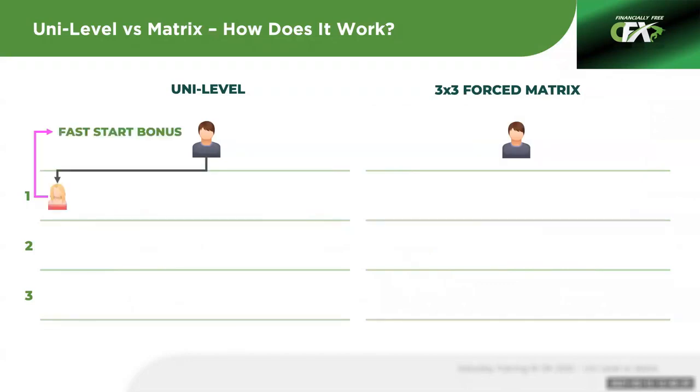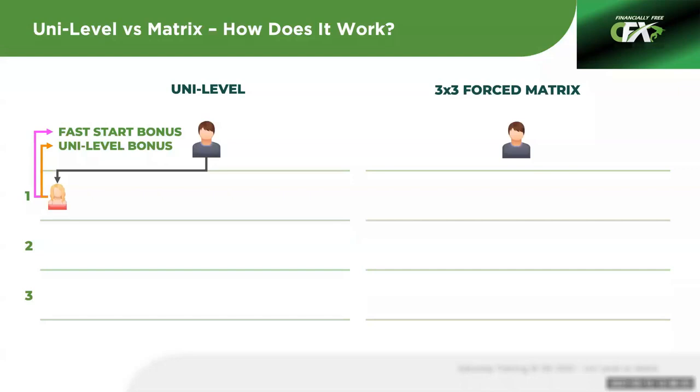When you introduce somebody on your uni level, on level 1, let's say you pull that person in for $1,000, you're going to get a fast start bonus. And the quickest way to calculate what the fast start bonus will be is that it's 15% of the pack value. So if somebody comes in on $1,000, you're going to make $150 fast start. It's 15% of the pack value. All right. So you'll make the fast start bonus and you'll also make the uni level bonus.